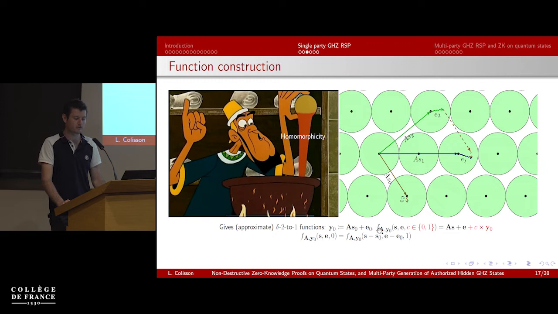So basically we define our function f as follows. You have one more bit C that tells you whether you are computing the first preimage or the second preimage. You compute AS plus E, and when C is equal to 1, you add this vector y0.